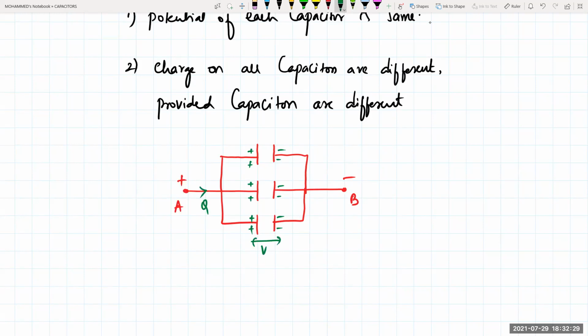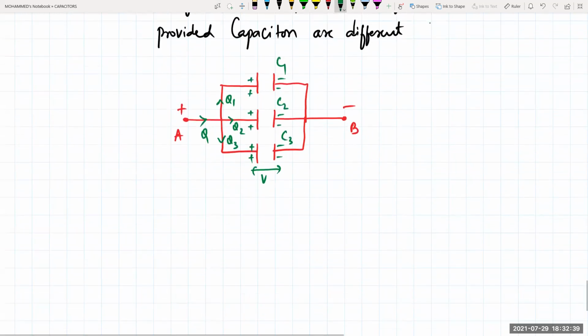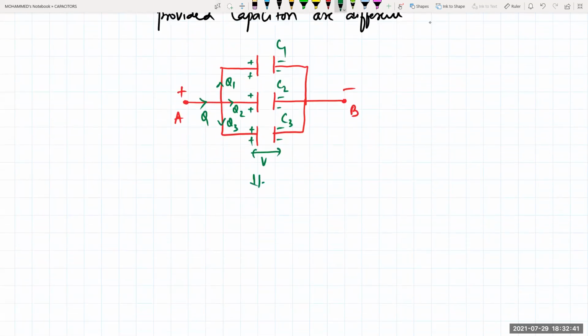Whatever the charge I'm giving right now, if this is C1, this is C2, and this is C3, the charge will also be here Q1, here it will be Q2, and here it will be Q3. Clear? Yes, sir. So this completely can be represented by one single capacitor like this. This is plus Q and this one is minus Q, because all the plates are connected. So this can be replaced by one single capacitor.